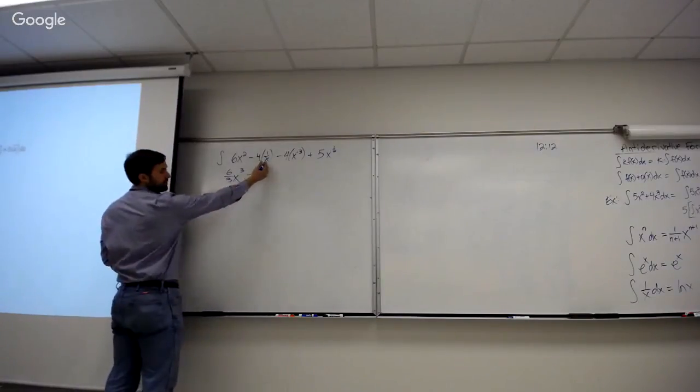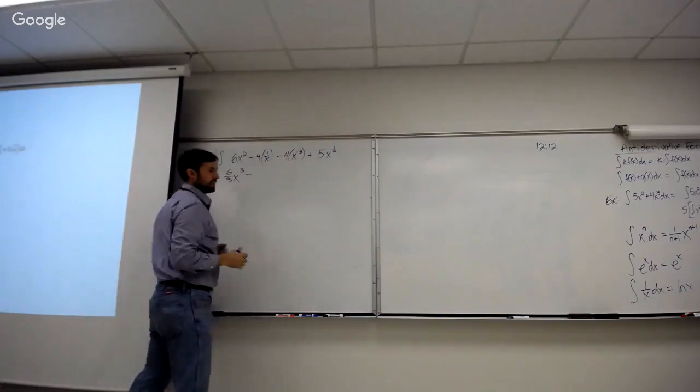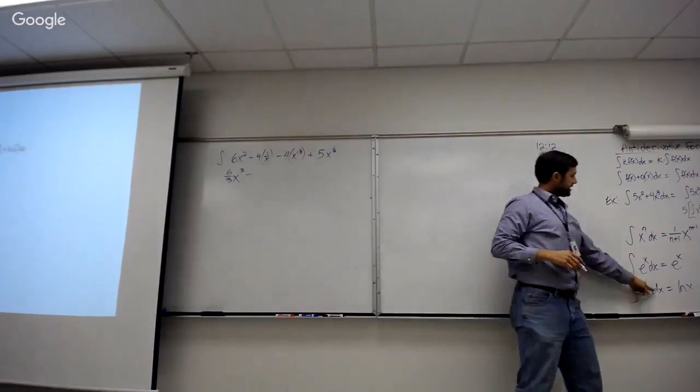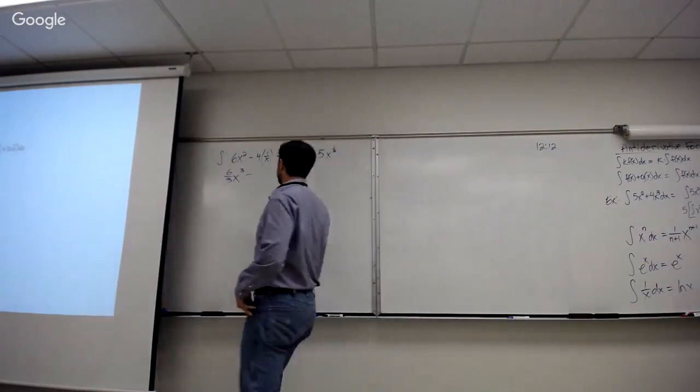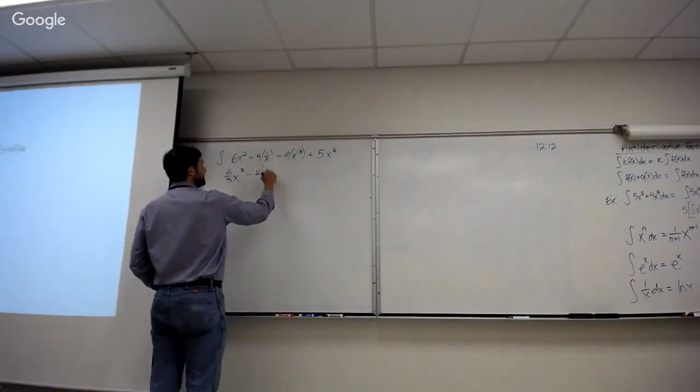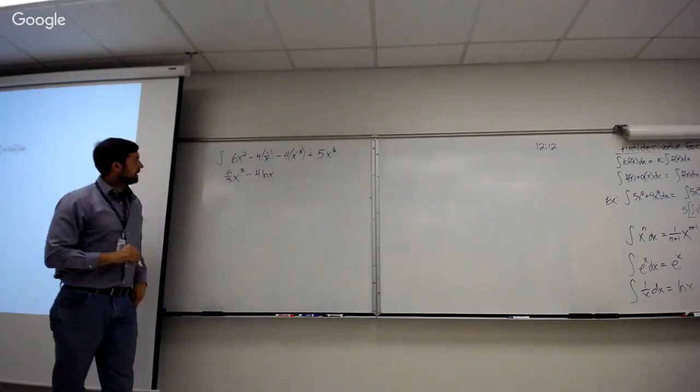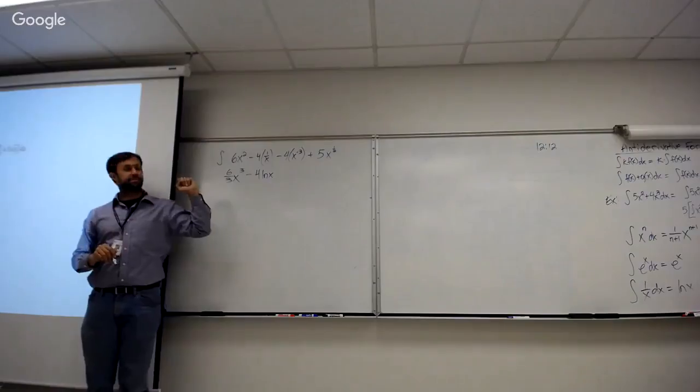Okay, what's the antiderivative of 1 over x? Natural log of x. So now that one is minus 4 natural log of x, because the coefficient comes along for the ride.